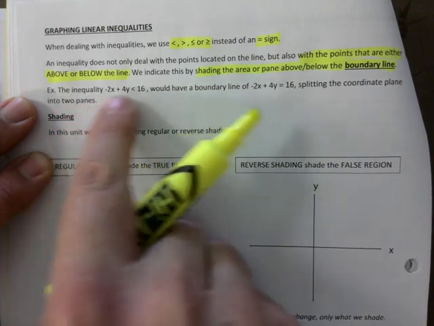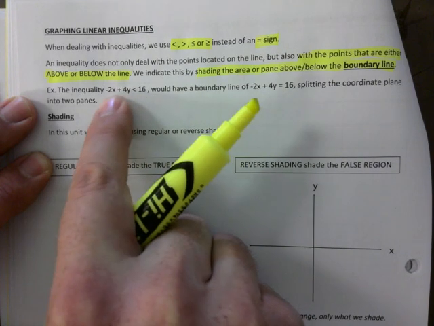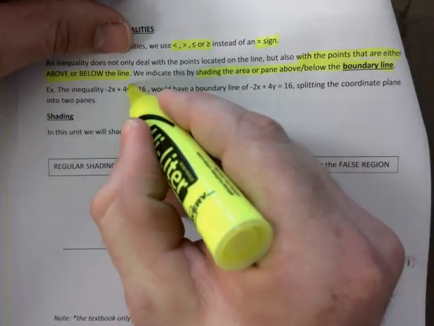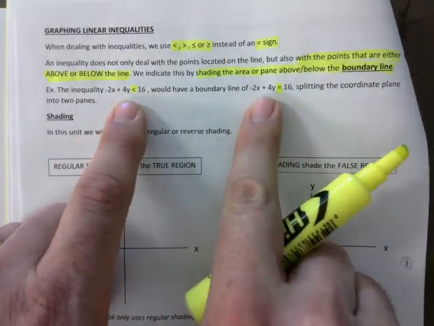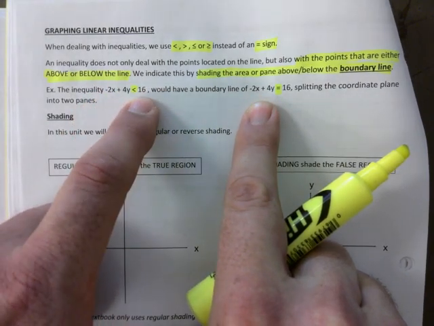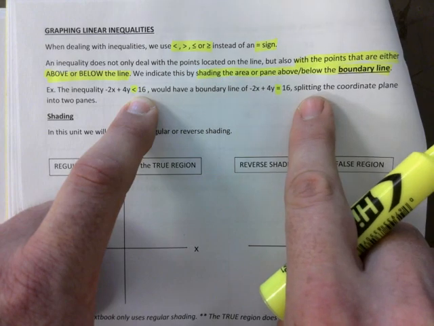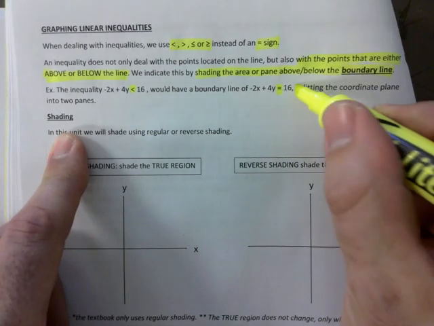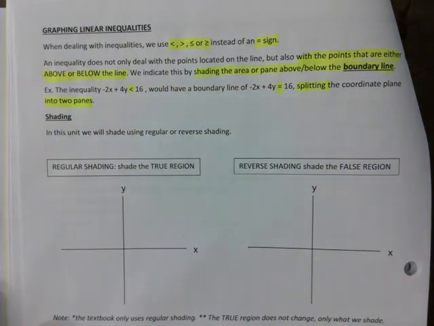As soon as you see that inequality symbol, less than or greater than, this inequality would have a boundary line of, watch this, I'm going to highlight that this is an inequality, this has the equal sign. So these are somewhat related. This is an inequality where we're interested in the points that are either below or above the line, and this is the line itself. That boundary line will split the coordinate plane into two panes.